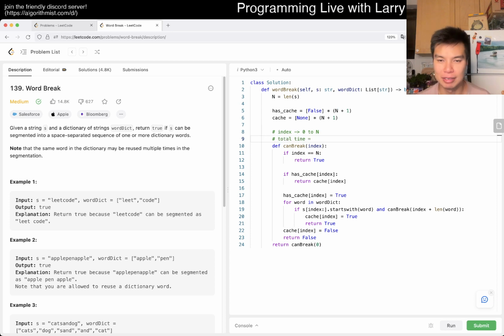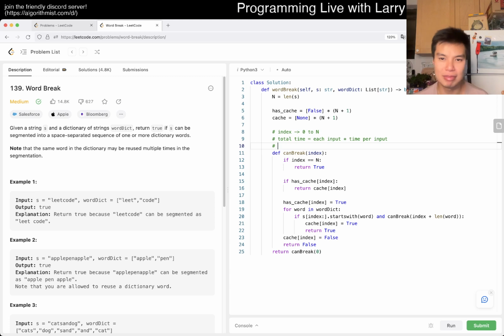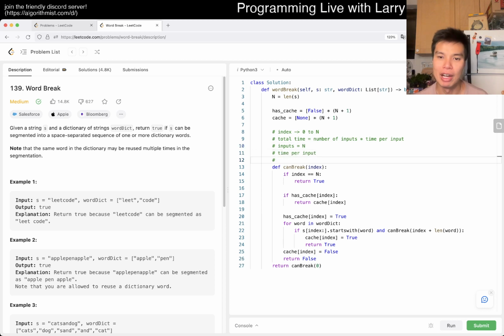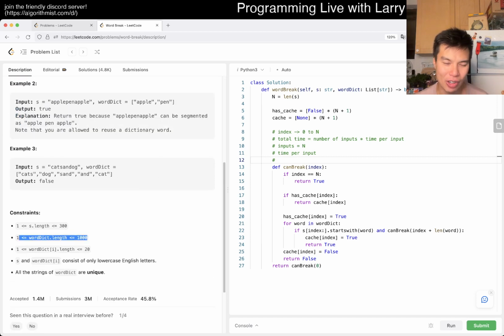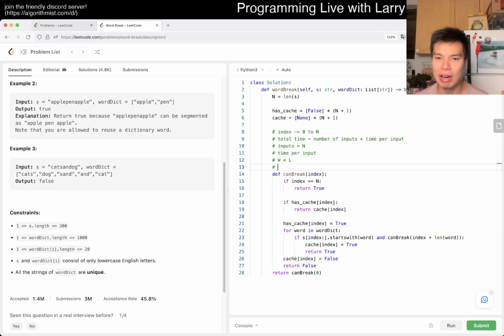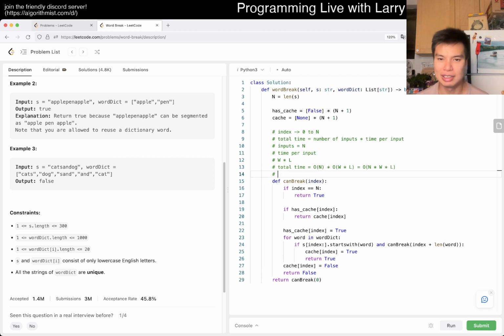So what's the complexity here? The total time is the number of distinct inputs times the time per input. Distinct inputs can be n. What is time per input? We have a for loop that goes over every word, let's call the number of words w, and each word does an O of L comparison, where L can be up to 20. So the time per input is w times L. The total time is O of n times w times L, and the total space is just O of n, because we only use O of one space per input. That one is easy to see from here.